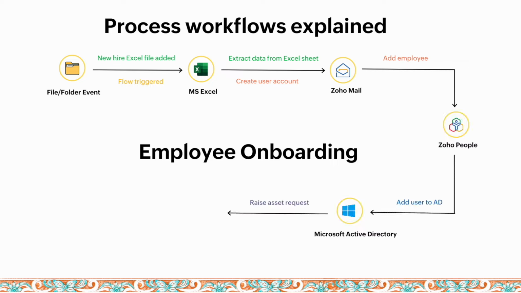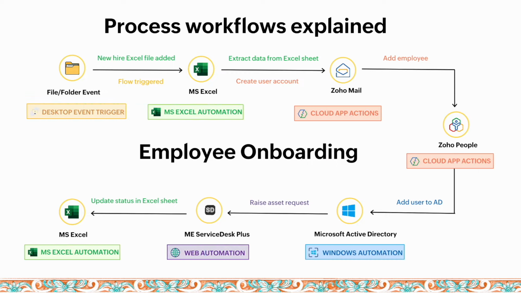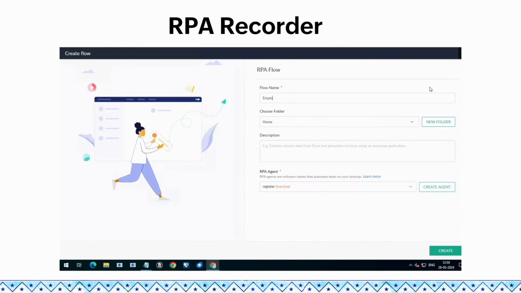Once you do that, in a typical employee onboarding, you may have to go create a mail. You may have to go add the employee into a people software. Those are all cloud actions. And then you need to go create an account in Active Directory. You also need to raise a ticket for assets, where the machine request needs to be done. And then update the Excel file with the process status. So this is a typical workflow that involves all these components, from desktop trigger to Excel automation to cloud app action automation, Windows, web. You deal with a lot of interconnected systems that you can automate using RPA.